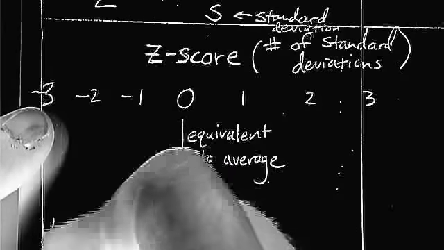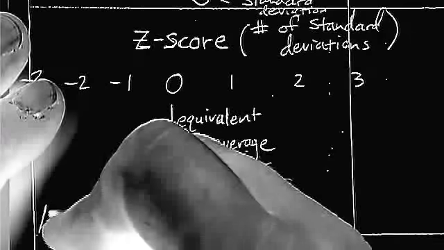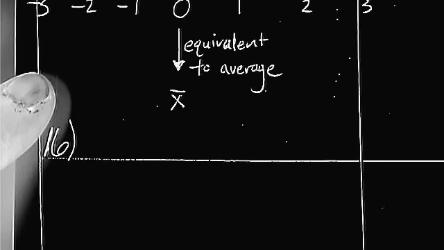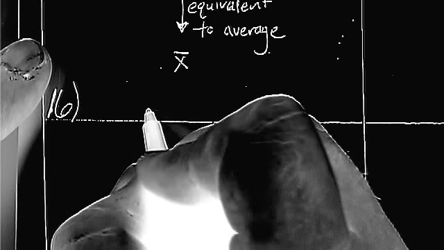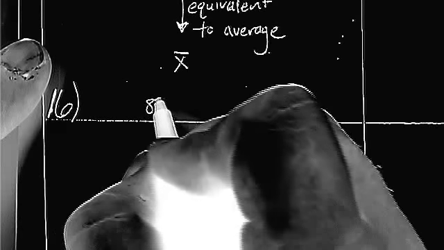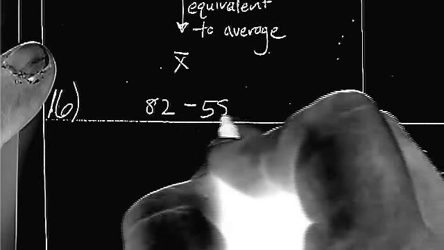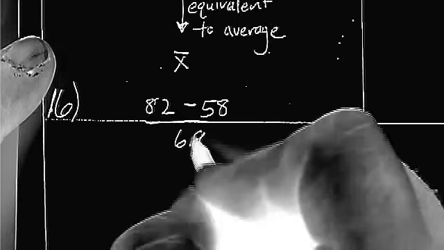Question 16 in the book. How many standard deviations above the mean is Fern's score on the physics test? Well, Fern scored an 82 on the physics test. The average on the physics test was 58, so she scored well above the average. The standard deviation was 6.9.